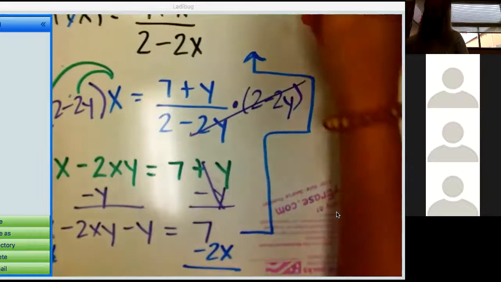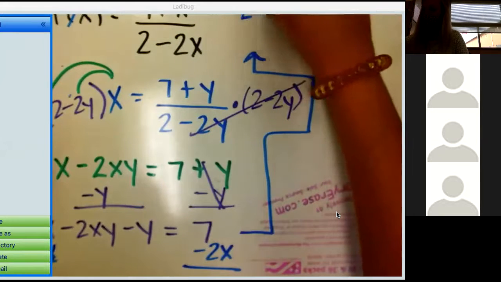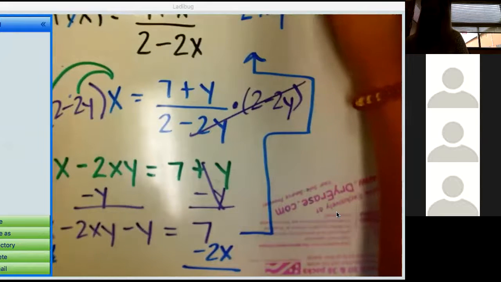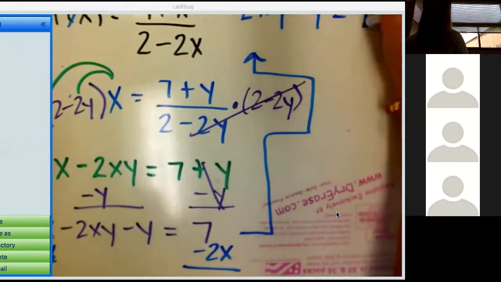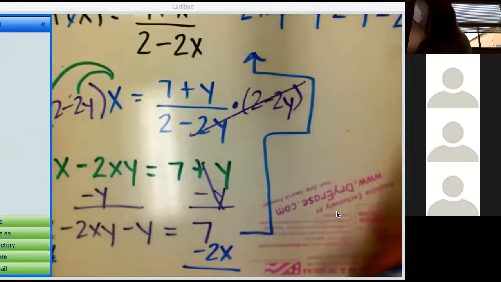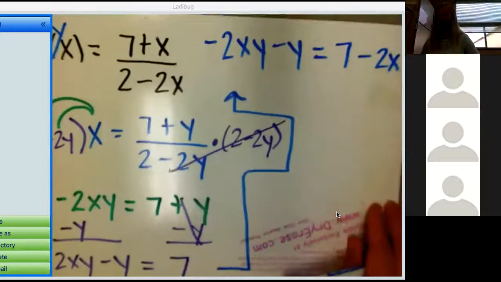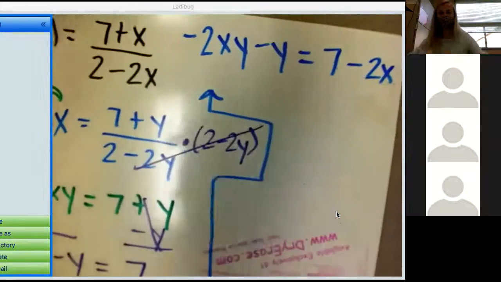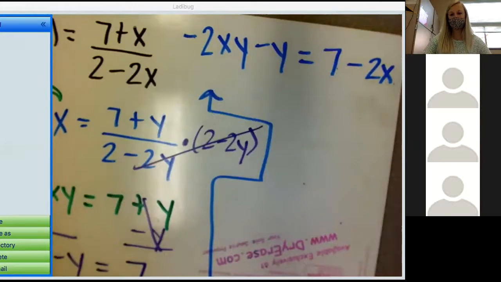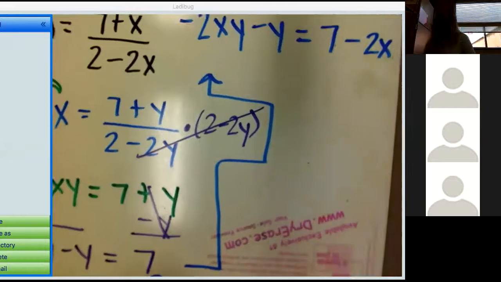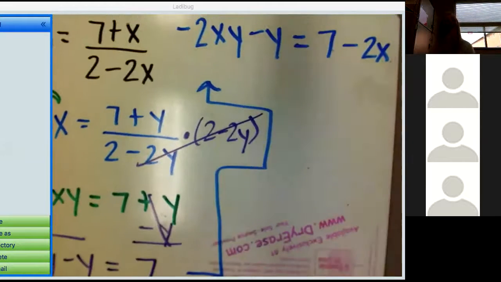All right, so now does everybody agree we have negative 2xy minus y equals 7 minus 2x? And I'm going to move it so my online people can see. Okay, and I think this is where we're getting stuck. So what do we do next?